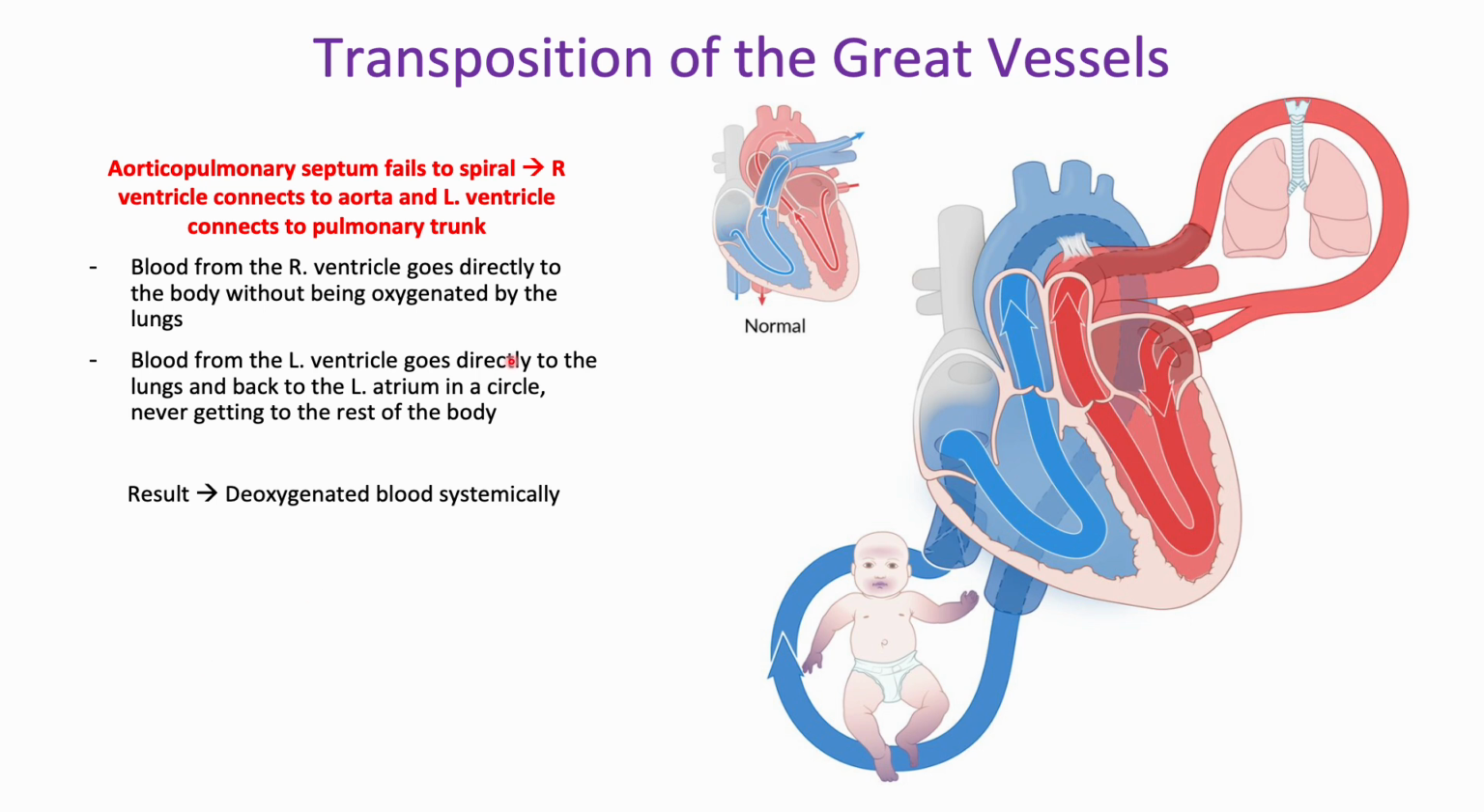Okay, and one more time, transposition of the great vessels occurs because the aorticopulmonary septum fails to perform its 180-degree spiral.